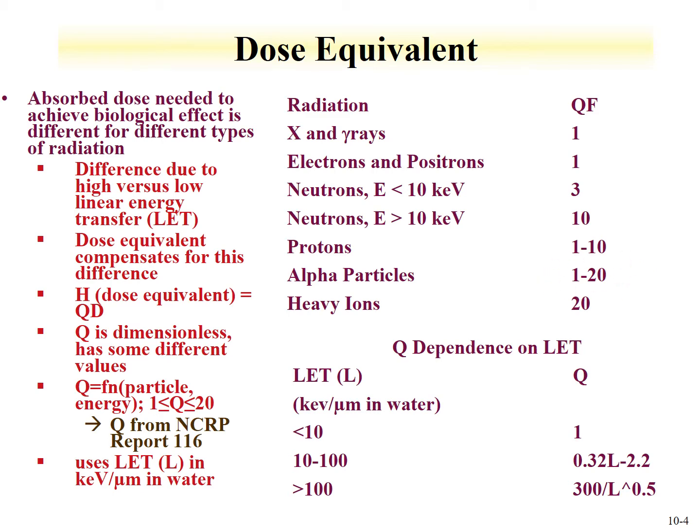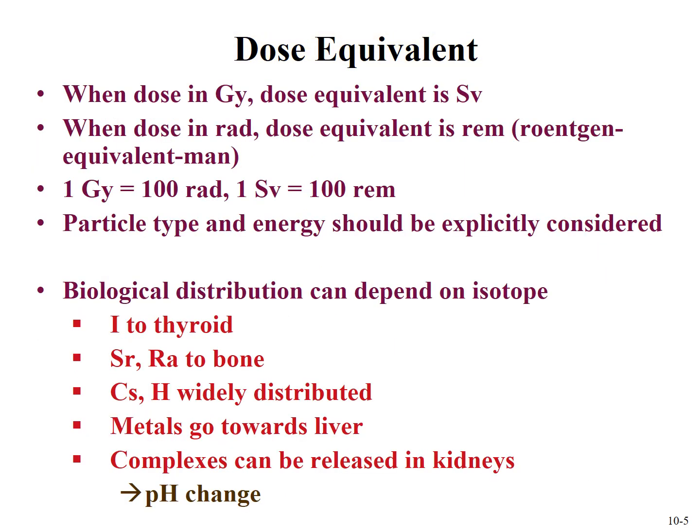So simply put, for the work that we'll focus on, we'll use 1 for photons, 1 for electrons, and for alpha particles we'll use 20 to convert from a dose to dose equivalent. When the dose is in gray, the dose equivalent is in sievert. When dose is in rad, the dose equivalent is in rem. Again, as we mentioned before, 1 gray is 100 rad, so 1 sievert is 100 rem.